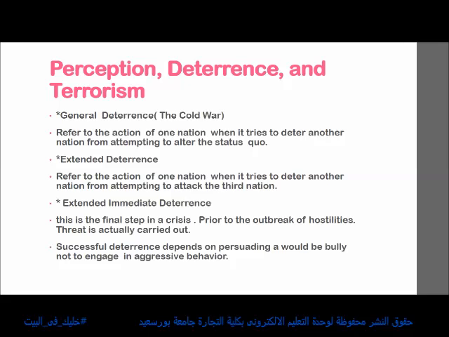Prior to the outbreak of hostilities threats is actually carried out. التهديد بدأ ينفذ، يعني انت بتهدد، بدأت تنقل سلاحك، بدأت ترفع صواريخك، قادر على تنفيذ immediate strike. Successful deterrence depends on persuading would-be bully not to change an aggressive behavior. وده very important ان انت تركز ازاي تقدر تقنع يعني المهاجم او اللي هيقوم بعمل عدائي ضدك كالبلطجي بالي ان هو ما يهجمش عليك.